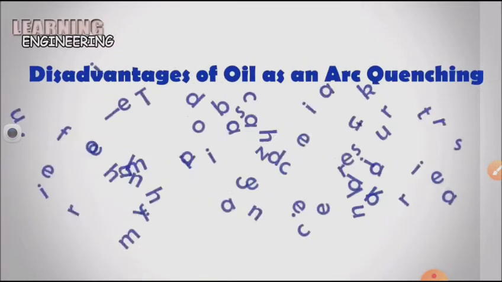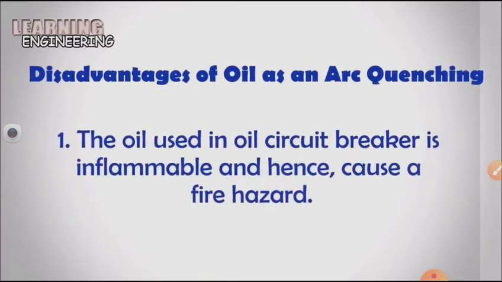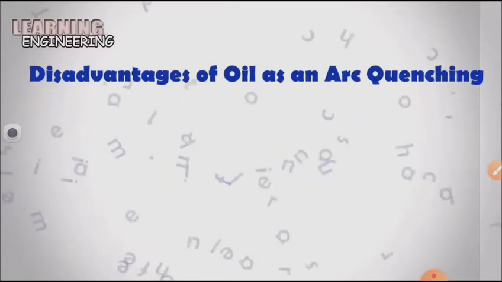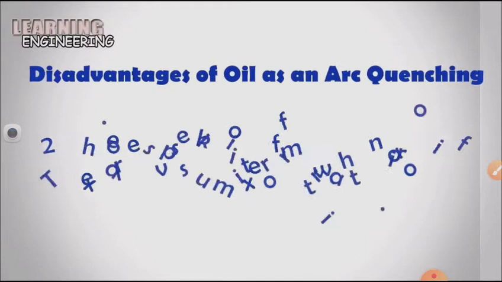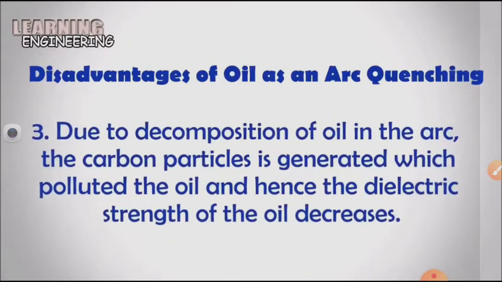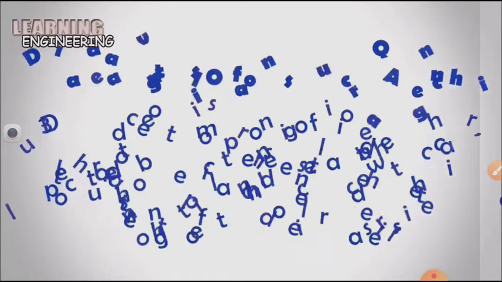But it has some disadvantages also. One, the oil used in an oil circuit breaker is inflammable and hence causes a fire hazard. Two, there is a risk of formation of an explosive mixture. Three, due to the decomposition of oil in the arc, carbon particles are generated which pollute the oil, and hence the dielectric strength of the oil decreases.